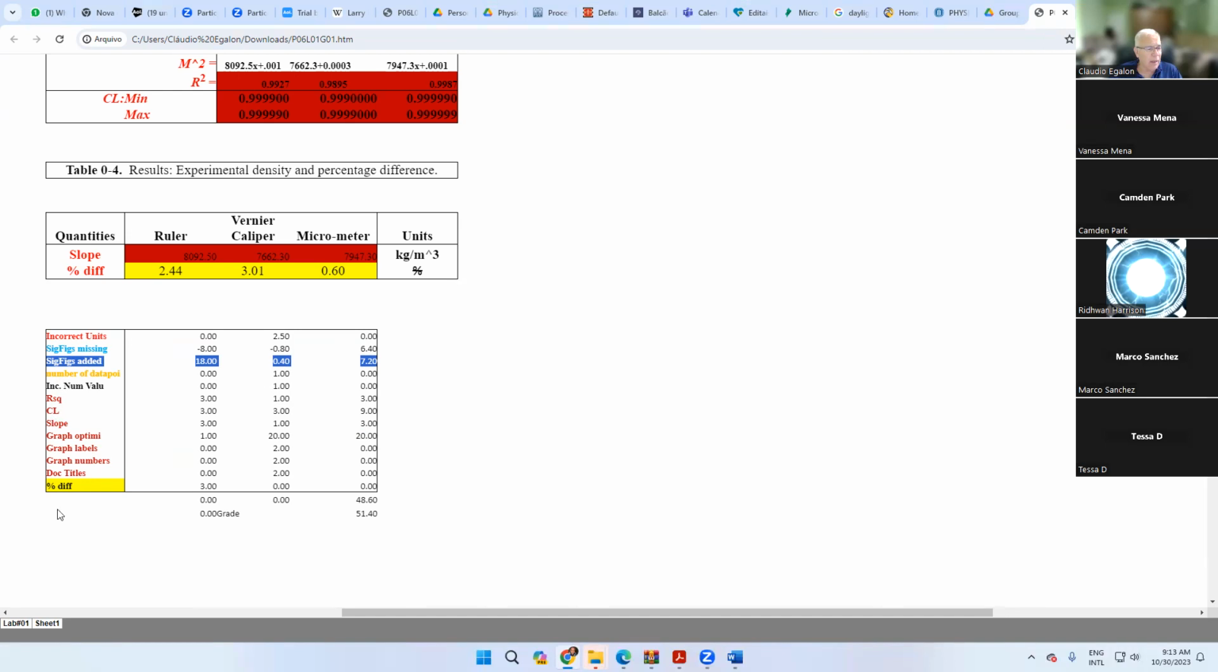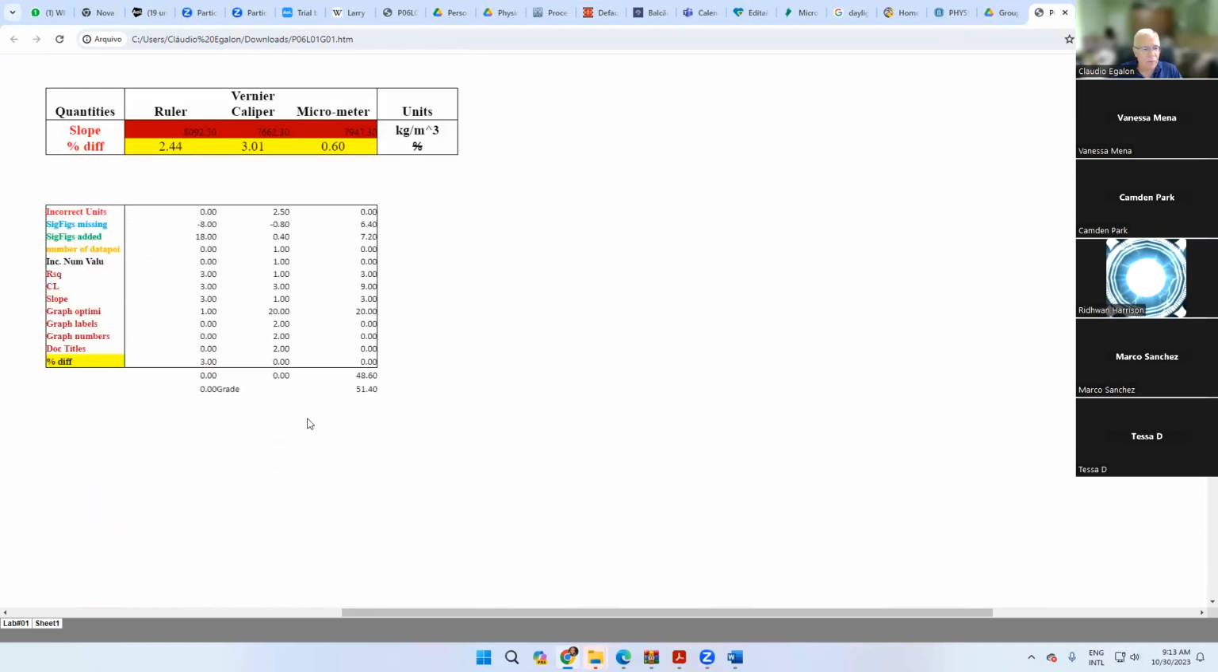R squared, CL, slope, and then I go through the optimization of the graph, the labels of the graph, number of the graph, and so on, okay? So the sum that you see here is how many points I'm going to subtract from your 100% grade. So in this case, this group got 100 minus 48.6. Okay.